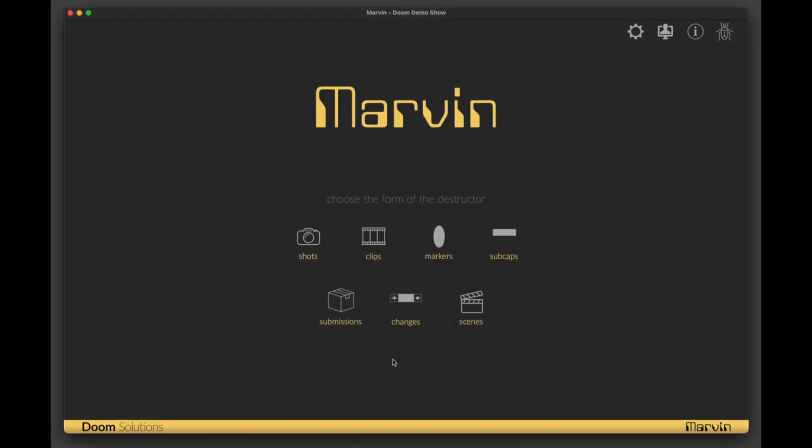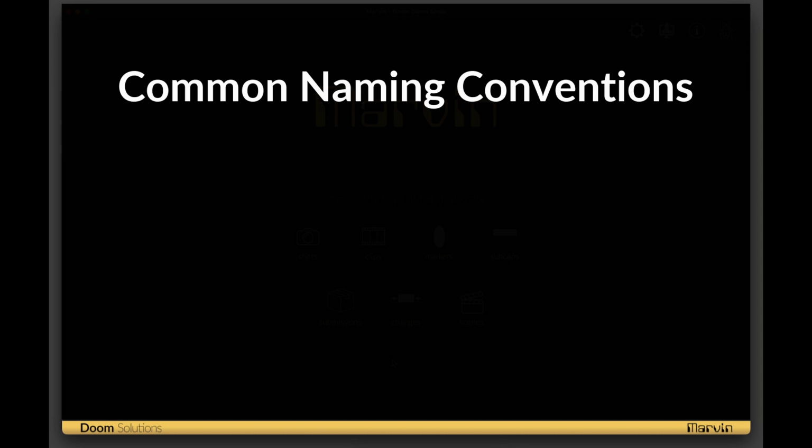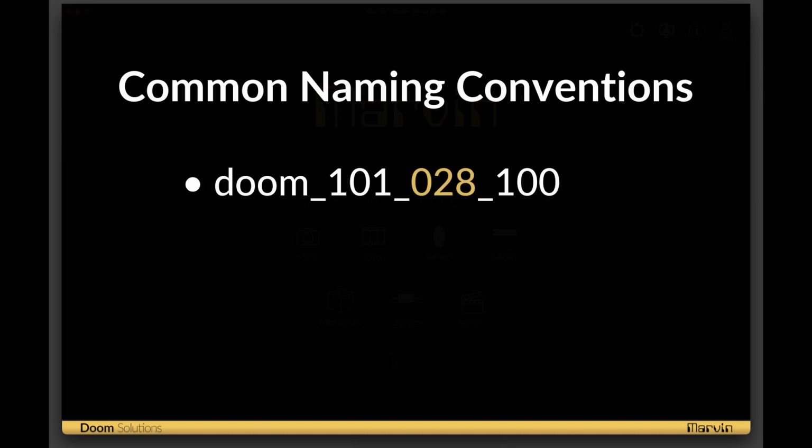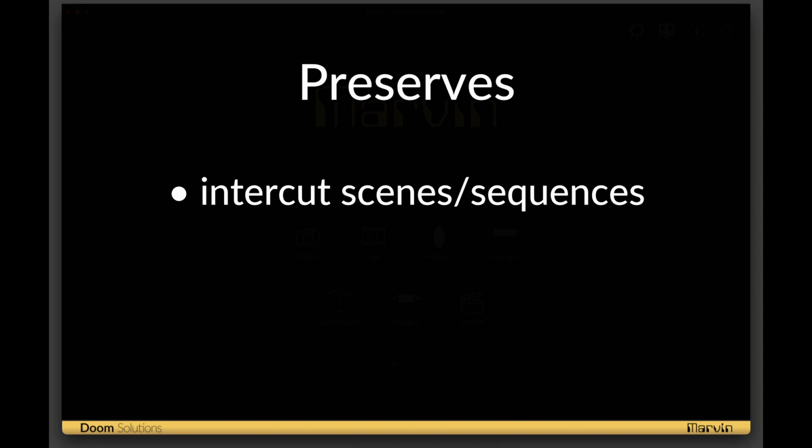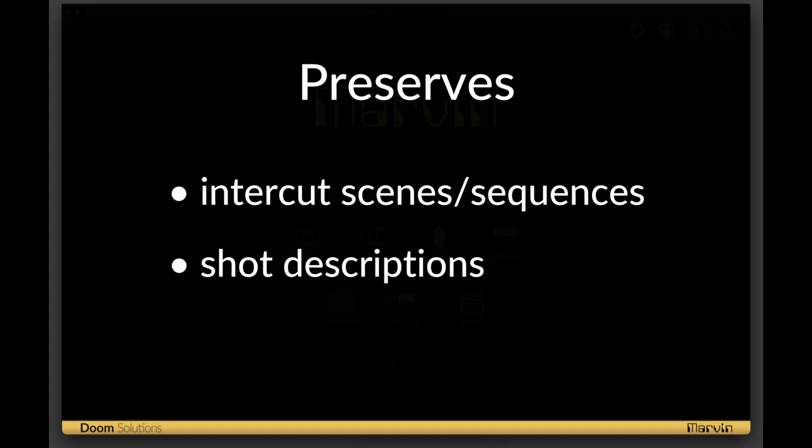Today, we'll be taking a closer look at Marvin's auto-numbering action, which can handle both episodic and feature workflows. Marvin can auto-number simple VFX shot IDs that contain either a scene number or a sequence code, but it can also handle complex shot IDs that require both. Additionally, Marvin will continue numbering across intercut scenes and sequences, and markers can even include shot descriptions, which will be preserved during the numbering process.